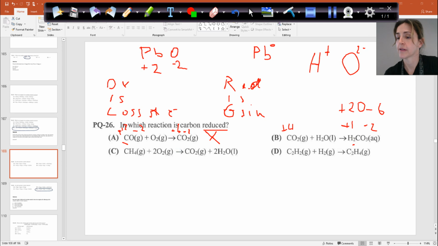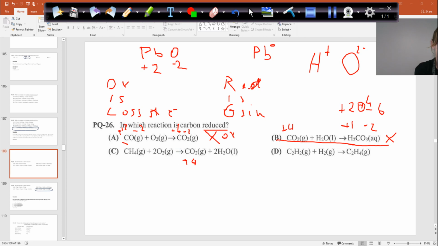Plus 4. So this reaction right here is not even a redox because carbon doesn't change its oxidation state. So we haven't found a reduction yet because this was an oxidation. Let's see what we have next. So we have still CO2, so we have plus 4. You don't have to calculate it again.